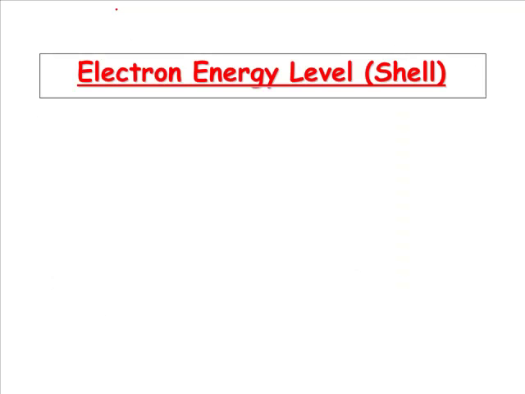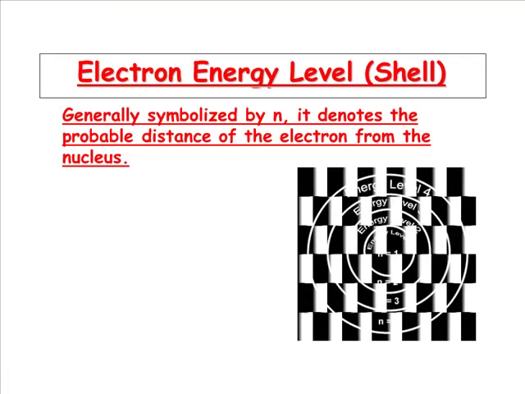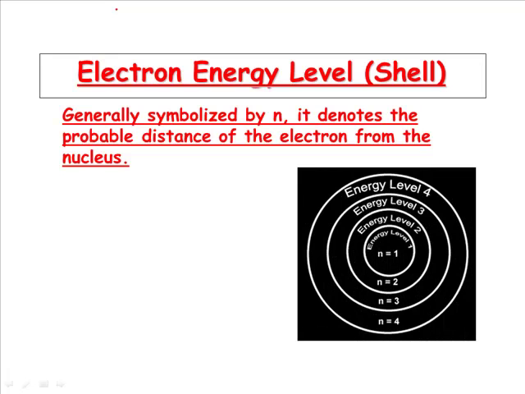Alright, so let's actually look at these electron energy levels, or shells. Generally, they're symbolized by n. The n stands for the probable distance the electron is from the nucleus, or the energy level it's in. There are different energy levels that Bohr showed us. Electrons can only be in certain energy levels from the nucleus. So this is the first energy level, second one, third, fourth, fifth, all the way down to the 7th energy level we can have.